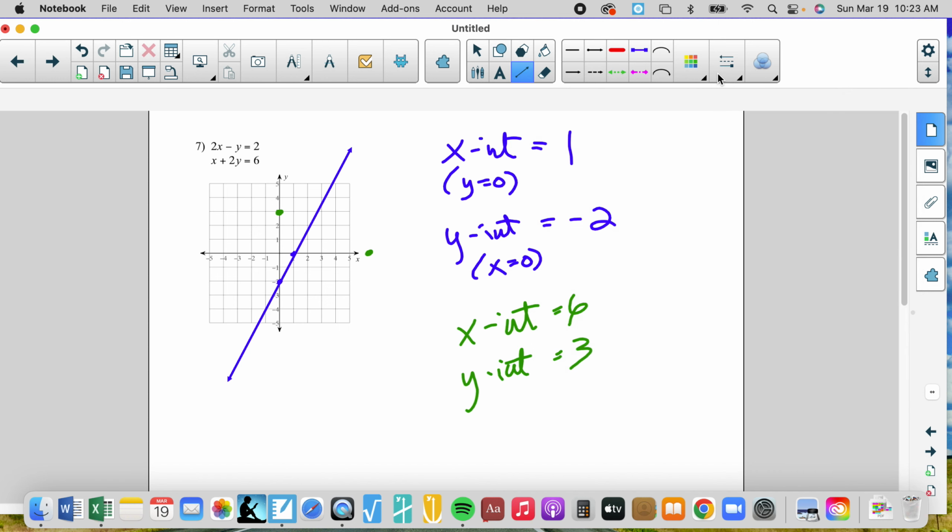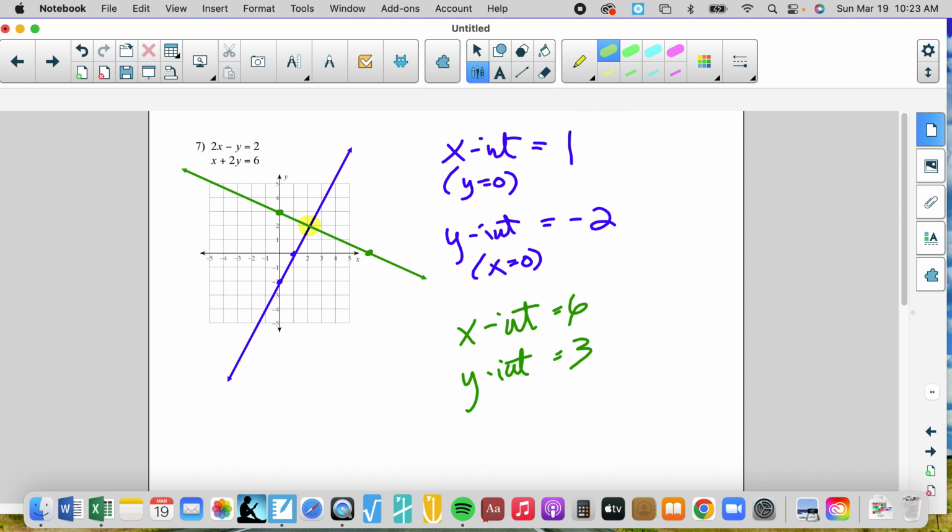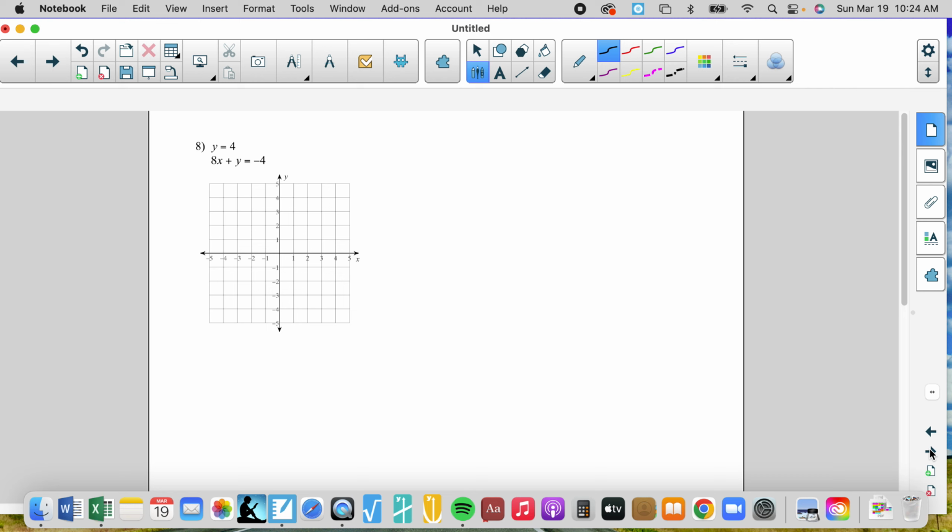Oh, that was nice. All right, so let's do this. Oh, that was very good. That was a good one. So we're going to have that as my attempted solution, which is (2, 2). I'm going to check it. 4 minus 2 is 2. 2 plus 2 times 2 is 4. 2 plus 4 is 6. Yep, that worked. Oh, I like this one.